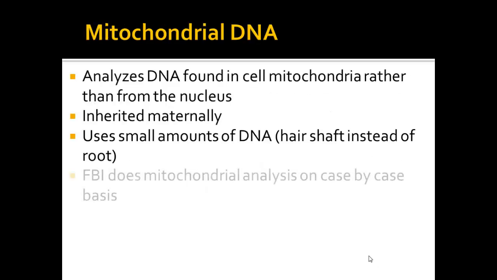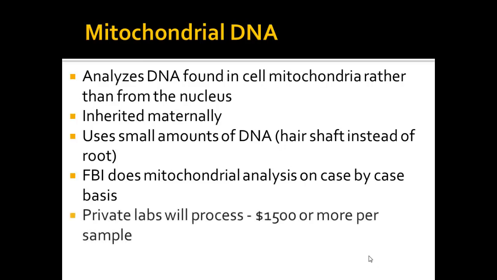All right, just another quick review here of mitochondrial DNA. We've talked about this before. This is the DNA that comes from your mitochondria, not from the nucleus of a cell. And so it is the one that ties specifically to your mother's side of the family. It only uses little tiny bits of DNA. It can be just from hair, not the follicle cells, but just from the hair itself. But it's really expensive to do, and so they tend to only do it if they really have to.